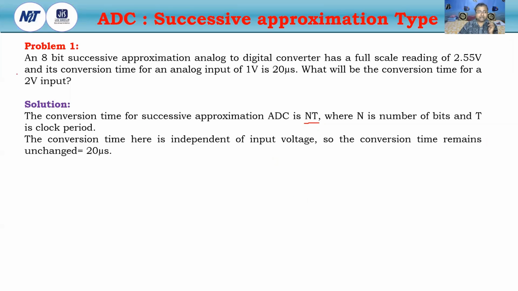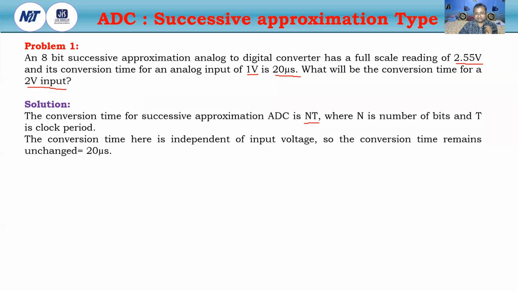It should be remembered. Now the problem: an 8-bit successive approximation ADC has a full scale reading of 2.55 volts, and its conversion time for an analog input of 1 volt is 20 microseconds. So VA is 1 volt, N is 8 bits, and the conversion time is 20 microseconds. Now you should calculate the conversion time for a 2 volt input. This is a very tricky question of the GATE.